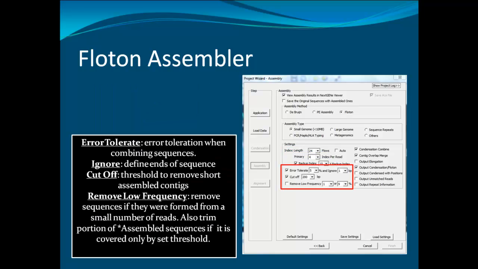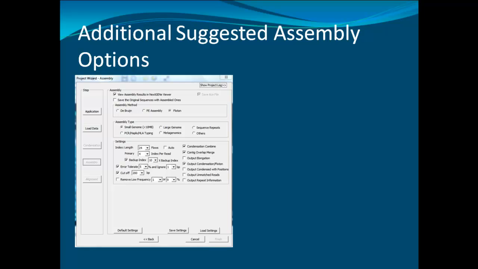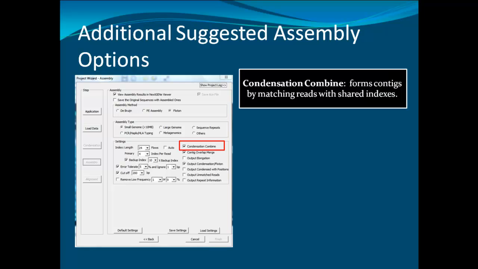The options highlighted in this area pertain to how the reads are combined and filtered. Error Tolerate specifies the percentage error threshold when combining sequences. Ignore option defines the ends of sequences. The cutoff option is the threshold to remove short assembled contigs, and remove low frequency threshold will remove sequences if there is insufficient coverage. There are additional options for Floton assembly that should be taken into account.